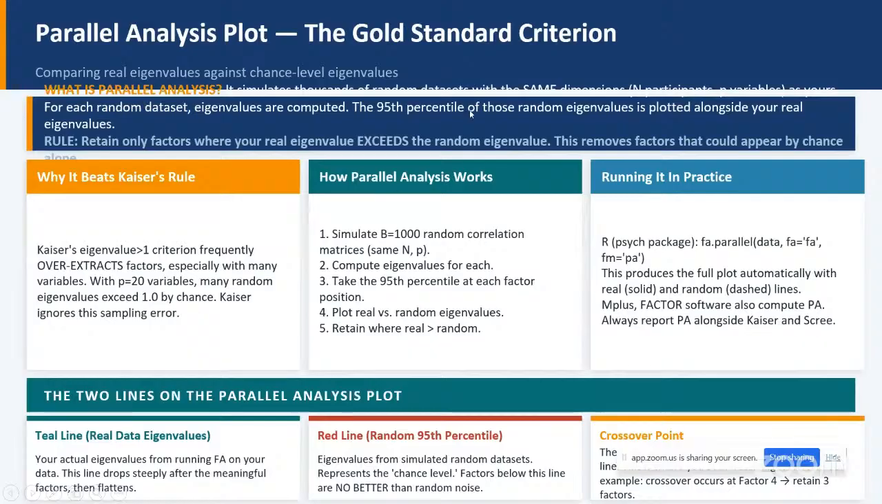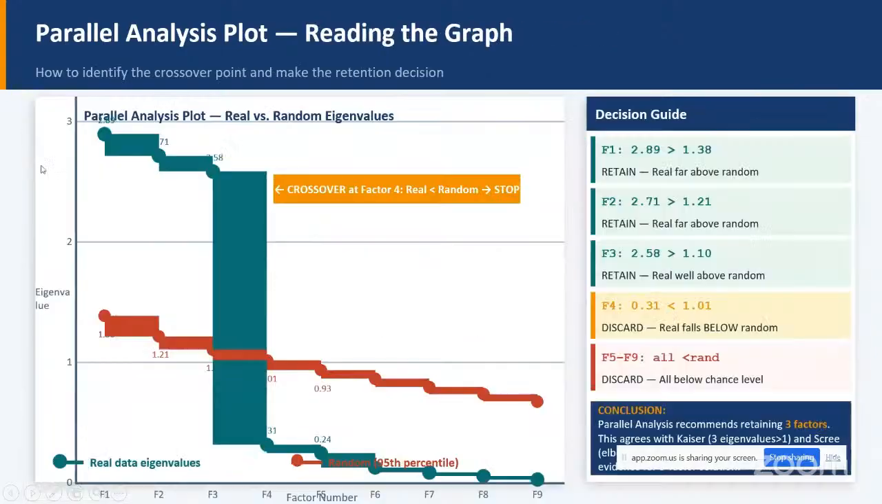So the parallel analysis plot. The Kaiser rule I have already told you: when the eigenvalue is greater than 1, we have to consider it. Then with parallel analysis, we simulate B, greater than or equal to 1000, random correlation matrices, where n and p must be the same. Compute the eigenvalues for each of those, take the 95th percentile at each factor position, and plot the real and random eigenvalues. Yes, this one, real values and random values, and we will be showing the differences.